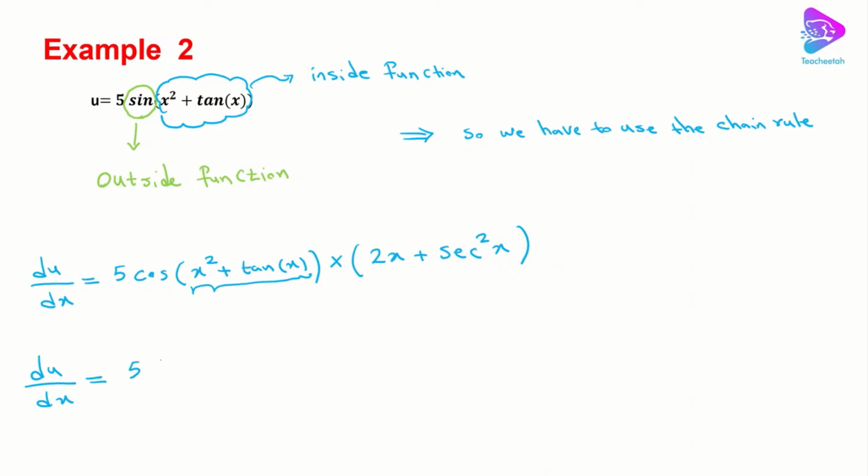So the final answer for here is going to be du over dx equals 5 times (2x plus secant squared x) times cos of (x squared plus tangent x). So easily we got the answer for this problem with just using the chain rule and applying the inside and outside function rule basically. So let's look at the next problem.